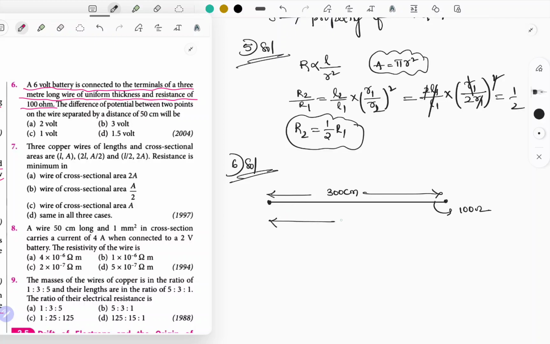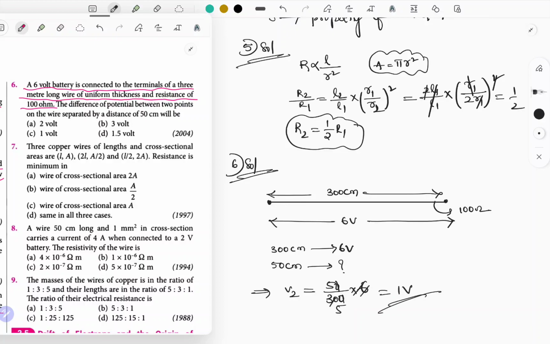Okay, so for 300 centimeter, what is the potential? 6 volt. Now what should I find out? For 50 centimeter, what is going to be the potential? I have a trick for this. You can directly apply this. That is, for 300 centimeter length, if potential is 6 volt, then for 50 centimeter length, what's going to be the new potential? So let me write it down. V2 is equal to 50 divided by 300 into 6. So 6 by 6, which is equal to 1 volt.